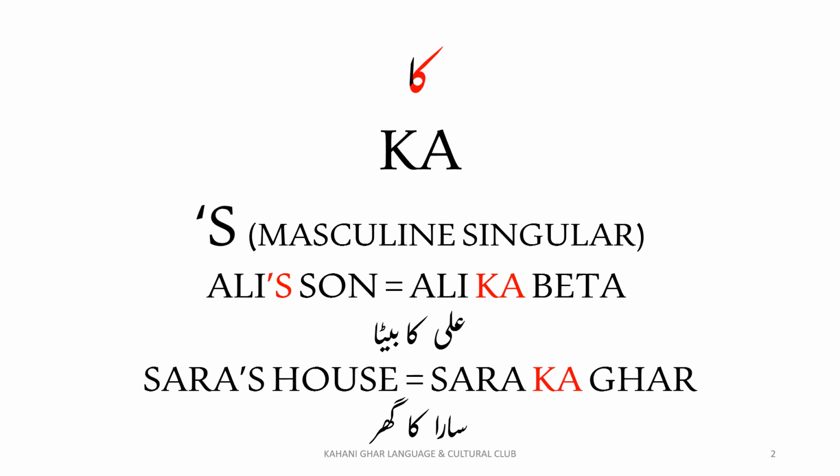Sarah's house. House is a masculine singular noun. Please remember in Urdu, all nouns have gender. So house is a noun, but this is a masculine singular noun. Sarah's house, Sara ka ghar. Similarly, we can use ka for father, brother, husband. These are masculine people, and if you know more masculine words or nouns, then you can also use ka.